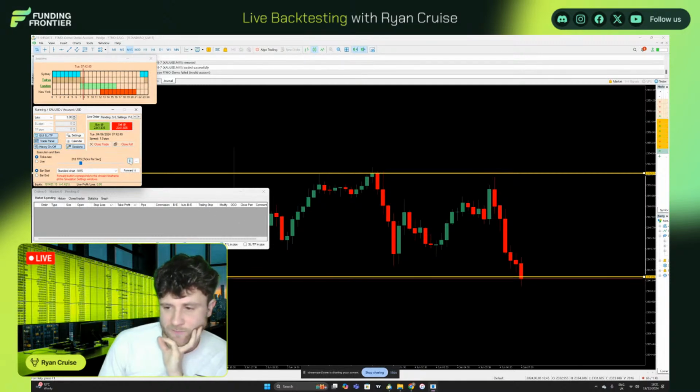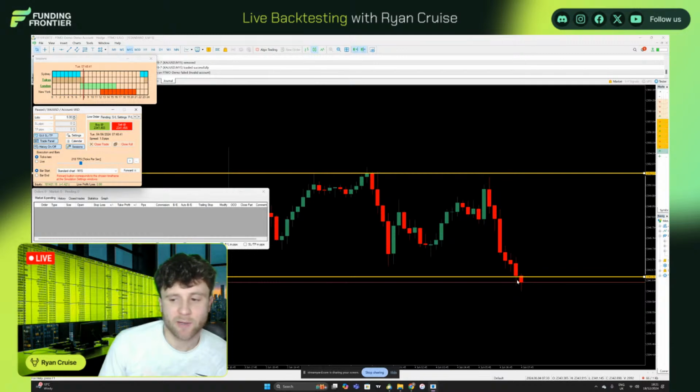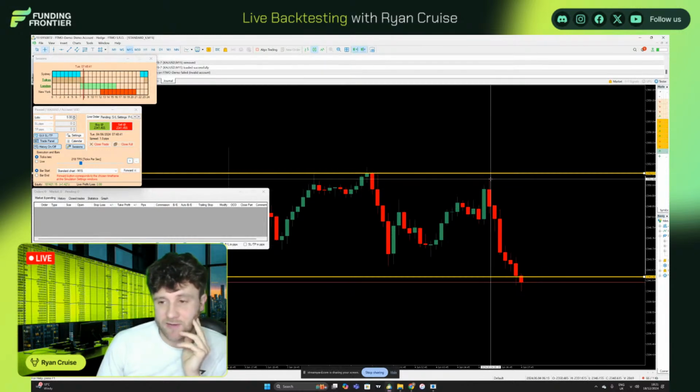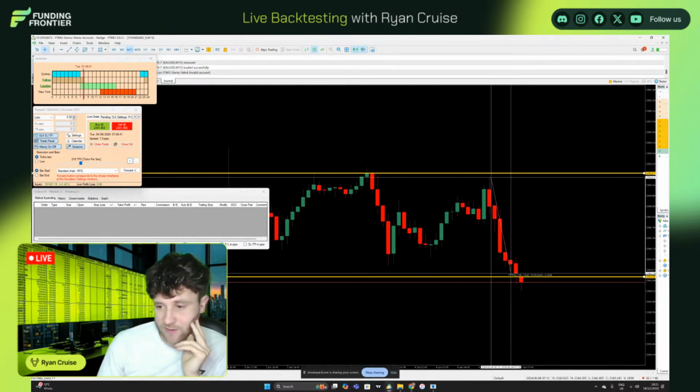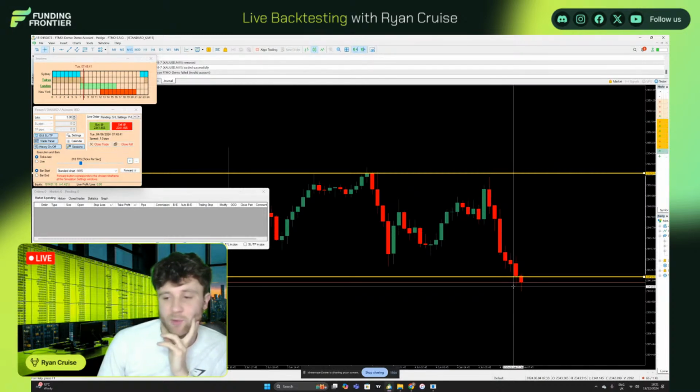Okay, so we're pushing down. See if we get a closure below. Just right at the support, so not yet. Would I like to impulse out of here? Absolutely not. Impulsing out of this range is very dangerous because look how far we've moved bearish already. Nearly 100 pips.